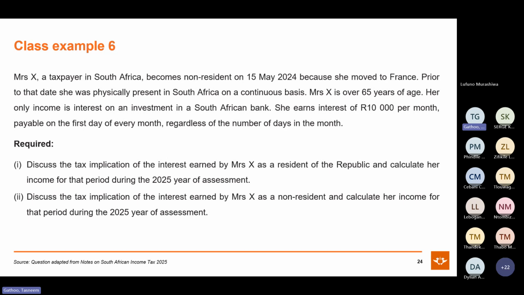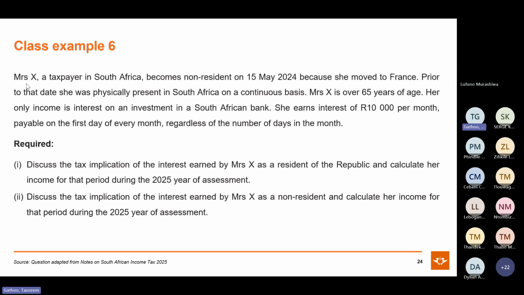So in this case here, let's look at the required first. What does the required say? Required number 1 says, discuss the tax implications of the interest earned by Mrs. X as a resident of the Republic and calculate her income for that period during the 2025 year of assessment. Requirement number 2 says, discuss the tax implications of the interest earned by Mrs. X as a non-resident and calculate her income for that period during the 2025 year of assessment.